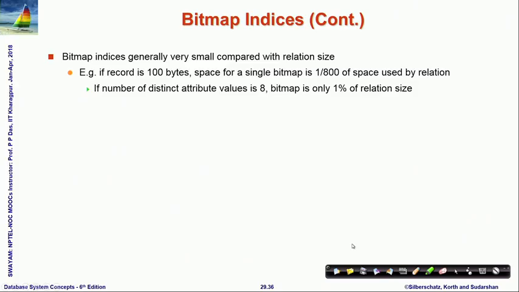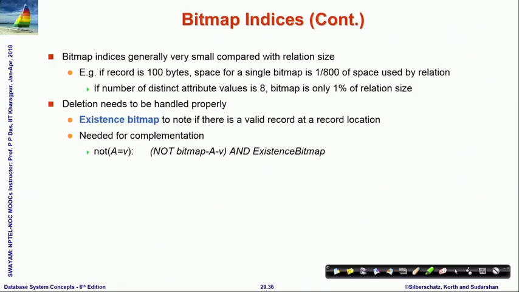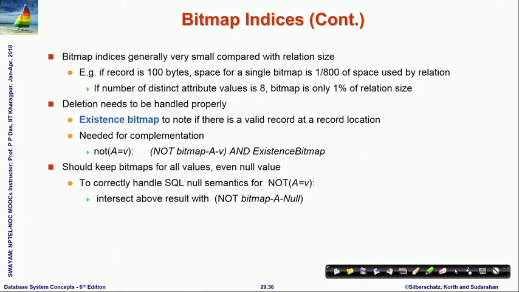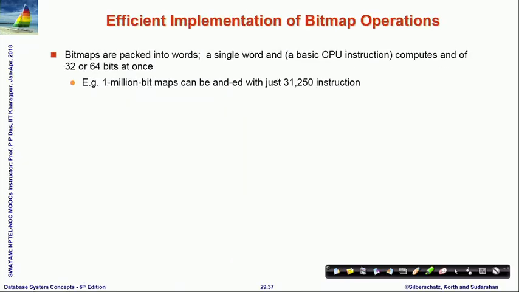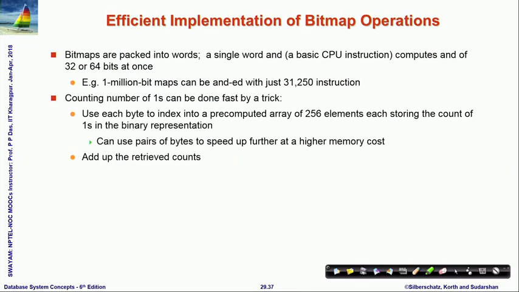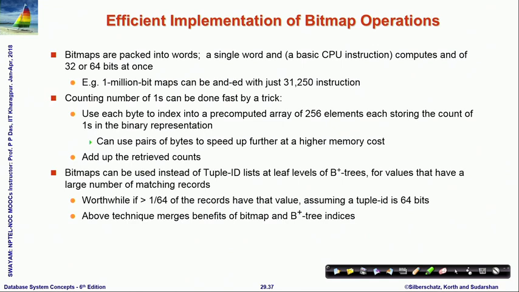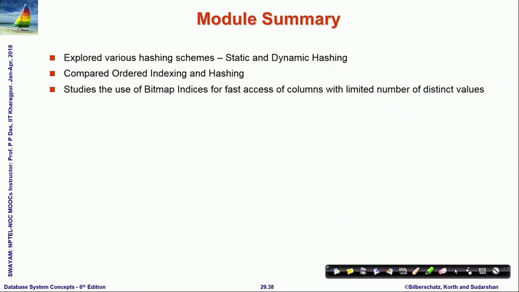Bitmap indices are naturally small compared to the relation size, because you are doing bitmap indexing only if the attribute can take a small number of distinct values. Of course, deletion has to be handled properly. You should keep a bitmap for all values, even if there are null values, otherwise you will lose track of them. There are several efficient implementations. I have given some information, but we do not want to go into much depth here, but several compression techniques are possible for bitmaps. In the next module, I will talk a little bit more about how to use that.